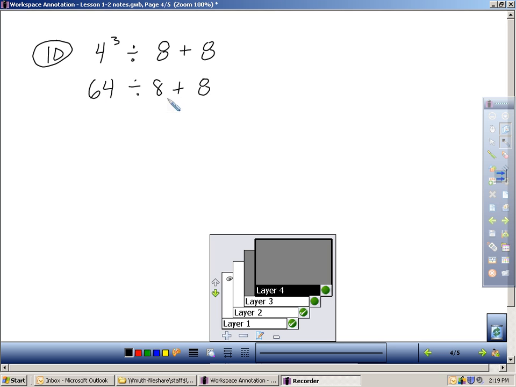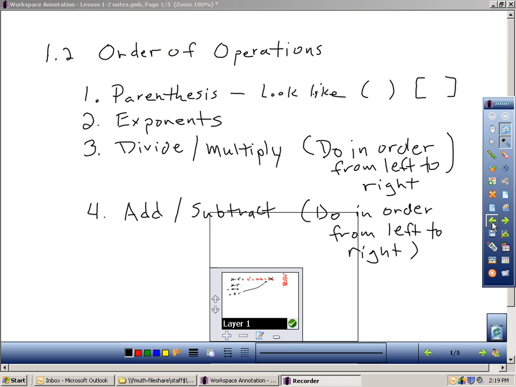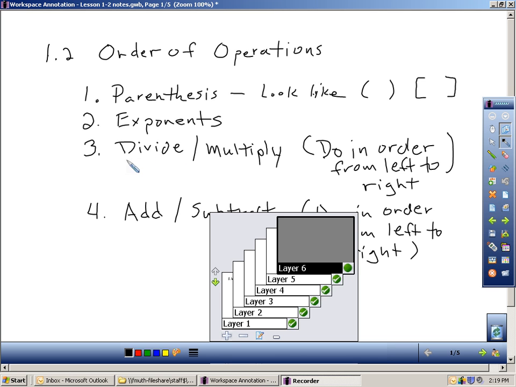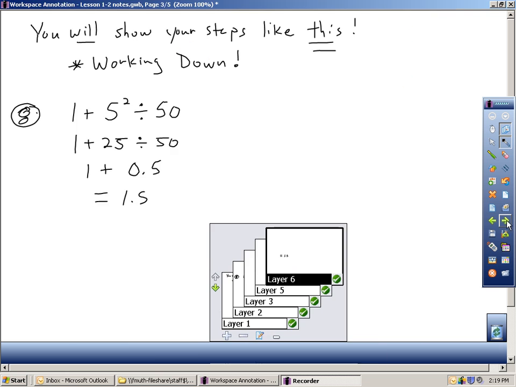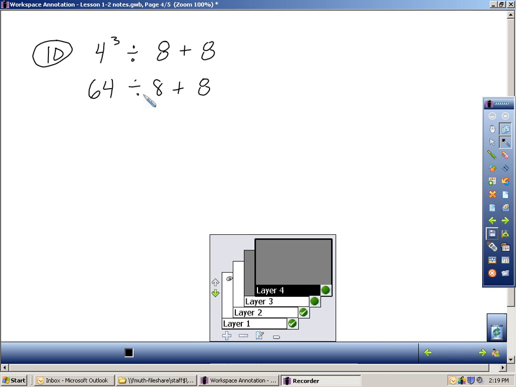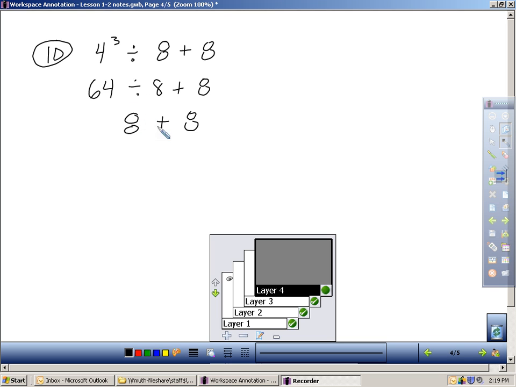64 divided by 8 comes next. Dividing always would take priority over adding on my scale. Let me go back. There you see it. Dividing is a higher priority than adding. So I got to do the 64 divided by 8 next. 64 divided by 8 is 8, and then 8 plus the 8 is 16. So number 10 would work out to 16.